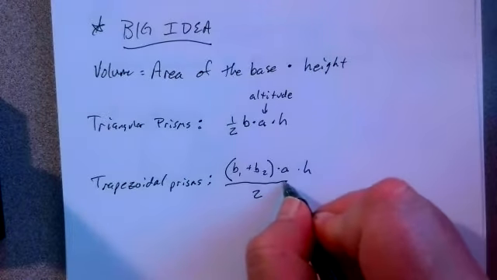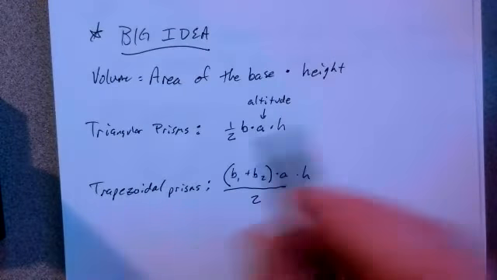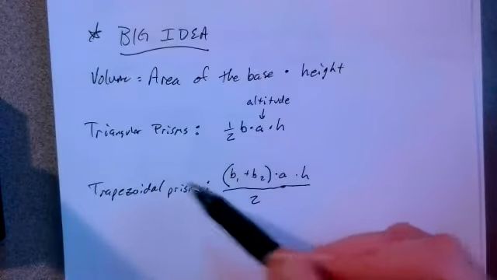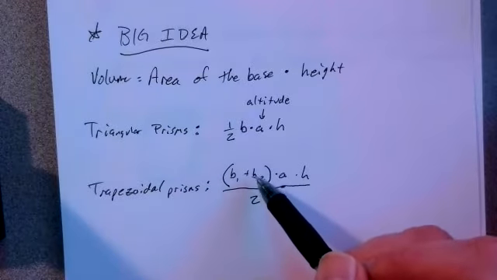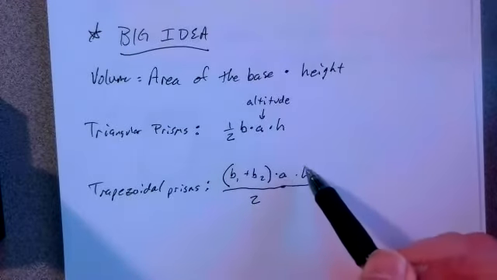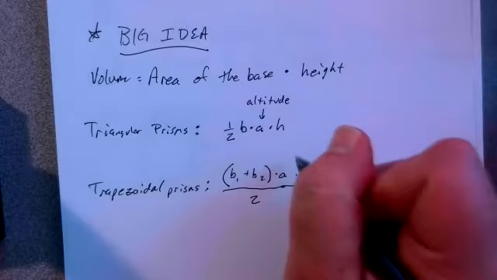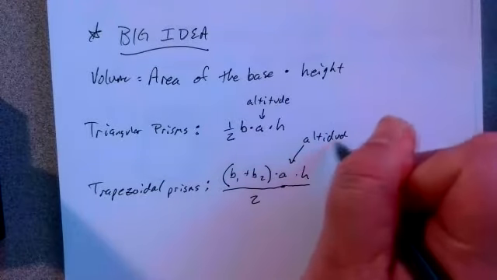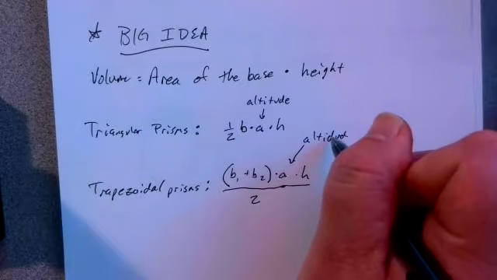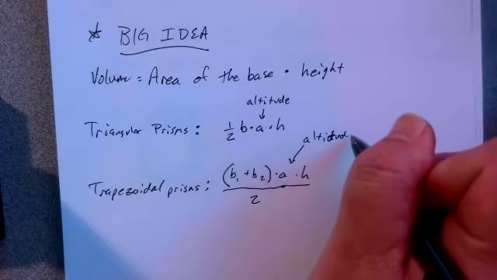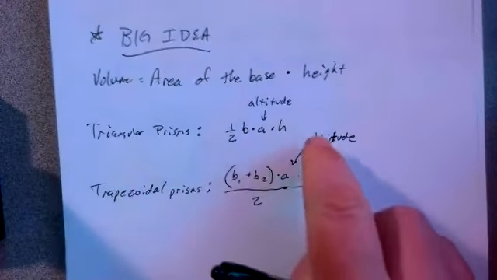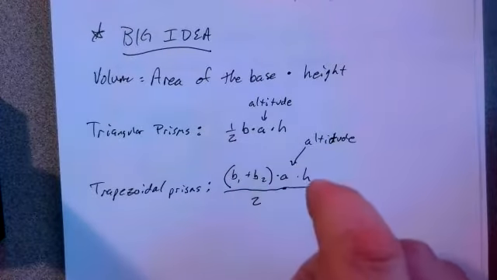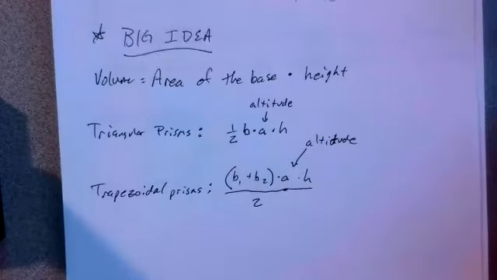times the height. And what's really nice is that the way math works is that I can put the height all up in the top. So for a trapezoidal prism, base 1 plus base 2 times the altitude times the height divided by 2. So here, again, this is altitude. The hiccups made me misspell that. If anything, blame it on the hiccups.